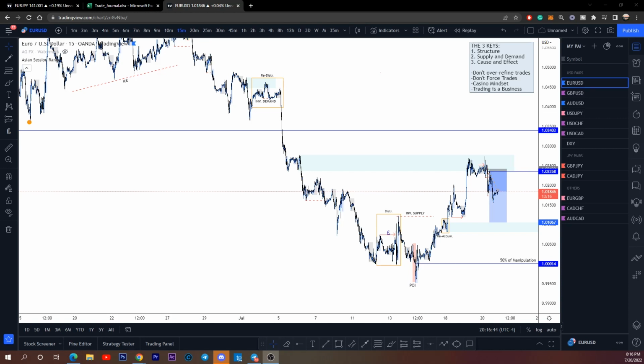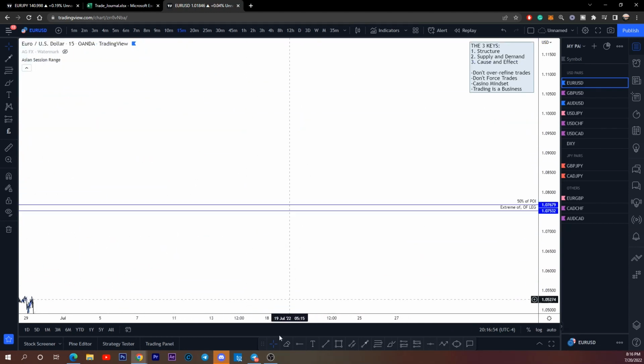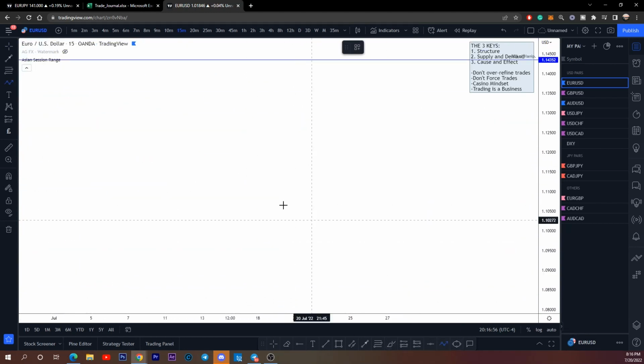So in this video, we're going to keep it short and sweet. We're going to be talking about market cycle and how to use market cycle when you're looking for entries. So if you guys don't know what market cycle is, let me go ahead and show you guys a small diagram of what that looks like. So basically, this is what market cycle is.